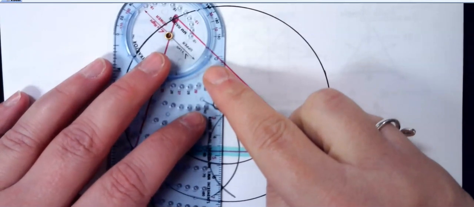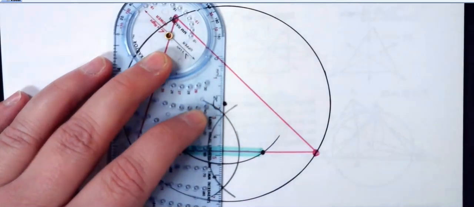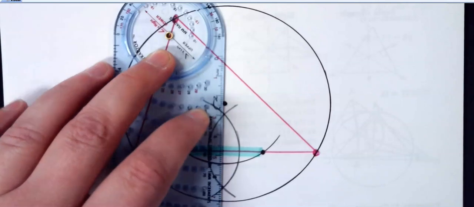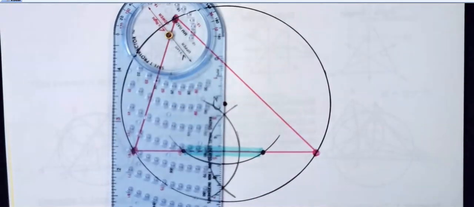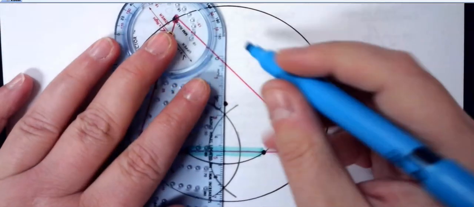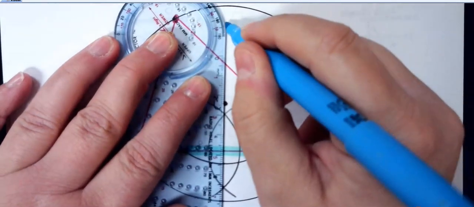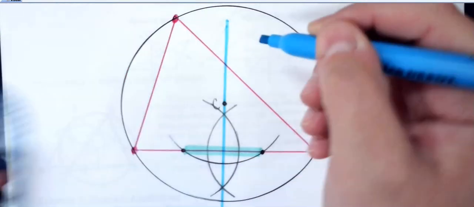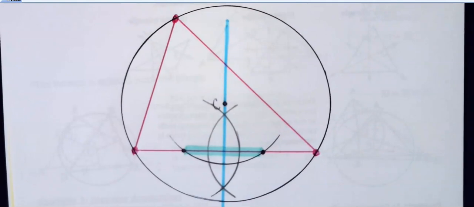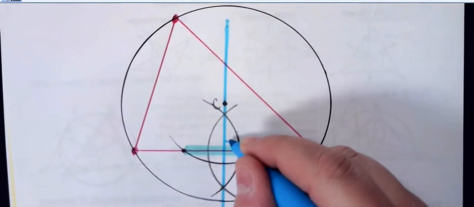If you did this correctly, it should go through that C, that center of the circle there. So I'm just going to draw this real quick. And I just used my highlighter to do it. So this is perpendicular.